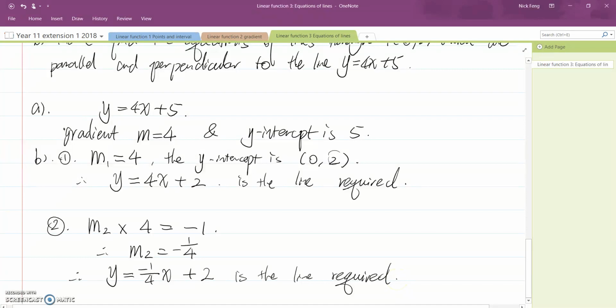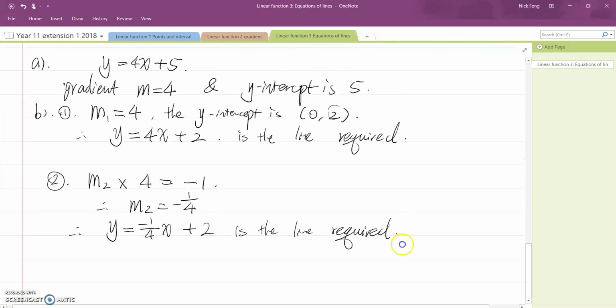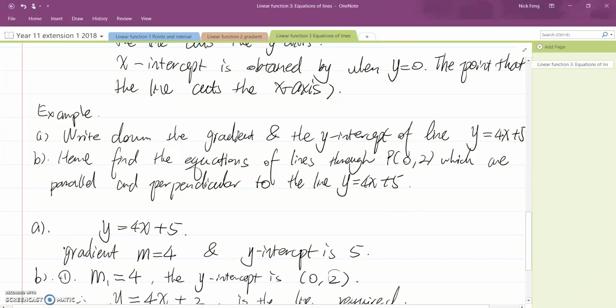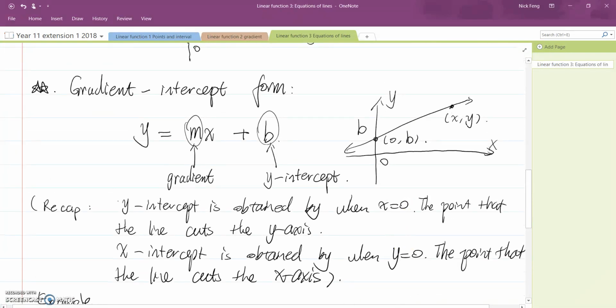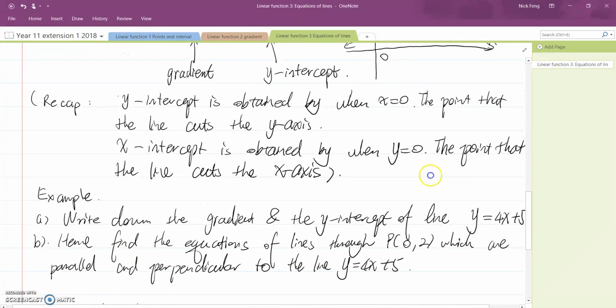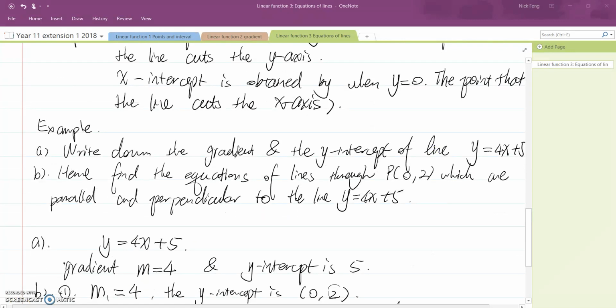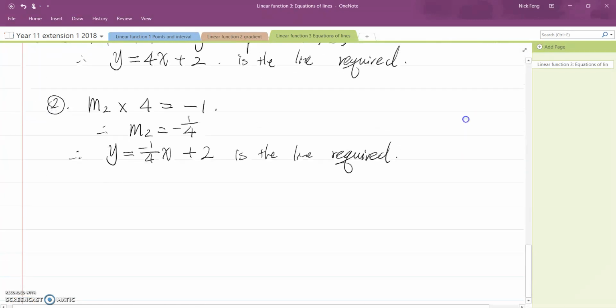Okay, so this is just a typical way of using the gradient intercept form. Remember, later on we will have a general way to find the equation of a line, no matter what the given condition is. So don't panic. Next one.